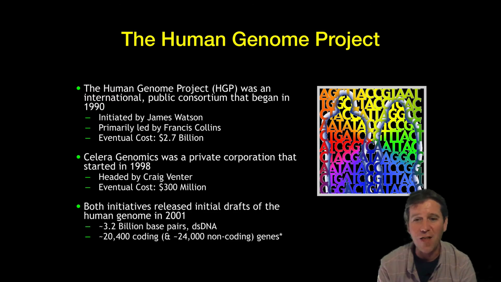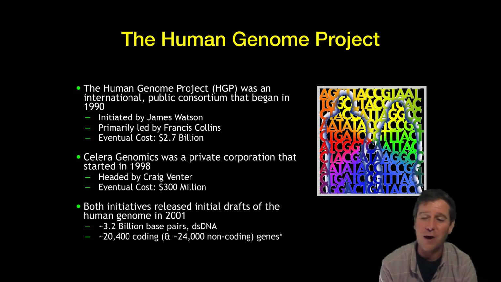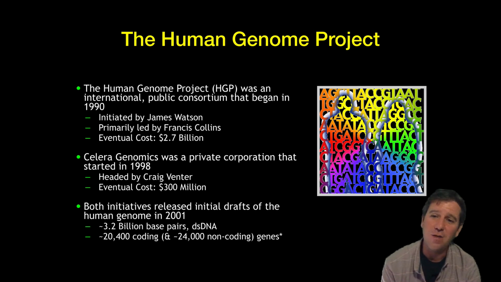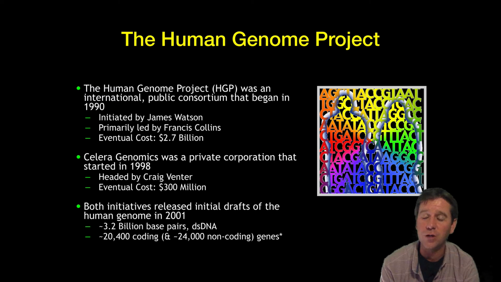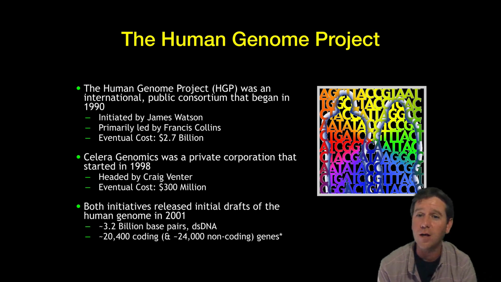And in the end, rather amicably, to the surprise of many, actually including myself, both initiatives in this race released their initial drafts early. This was in 2001. There was Craig Venter and Francis Collins on either side of Bill Clinton at the White House at the time, talking about this first draft of the human genome in 2001. 3.2 billion base pairs. Now, slightly refined numbers: 20,400 coding genes, about 24,000 non-coding genes.